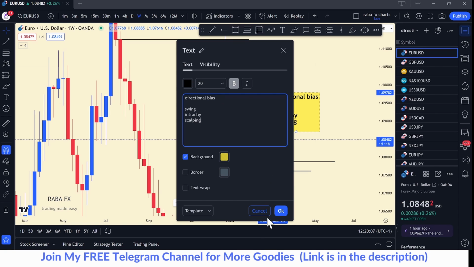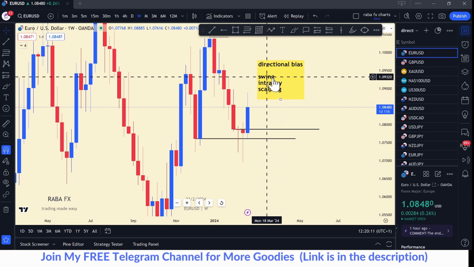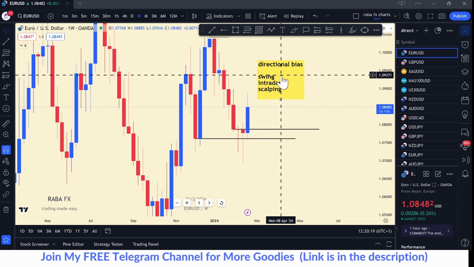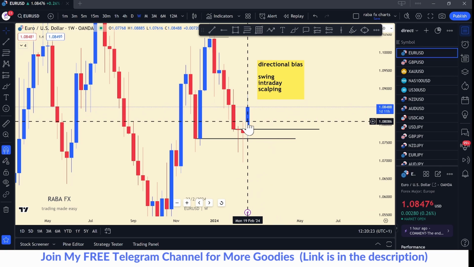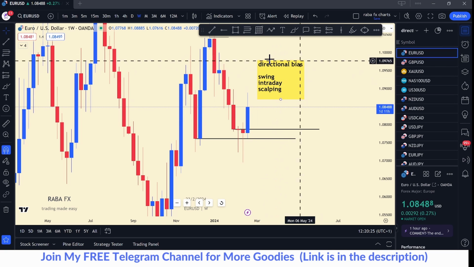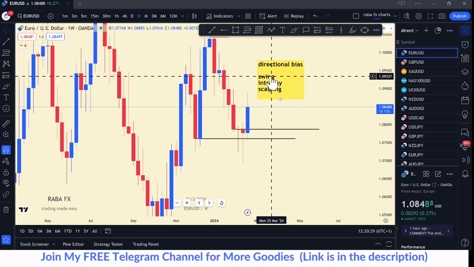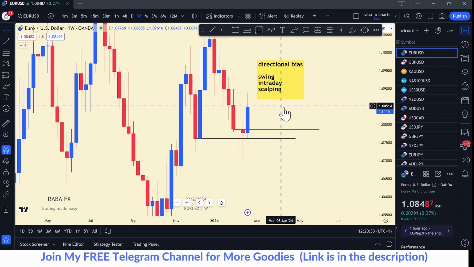This is very important because, for example, if you perceive a directional bias to be a swing trade, that means you want to be holding the trade for as long as you can till the target is met. But if you don't do the analysis well, that swing directional bias that you thought is a swing trade might just be for an intraday, and the price move in your favor.